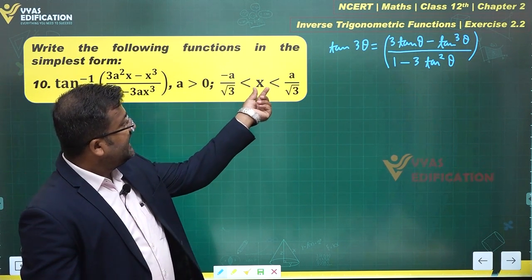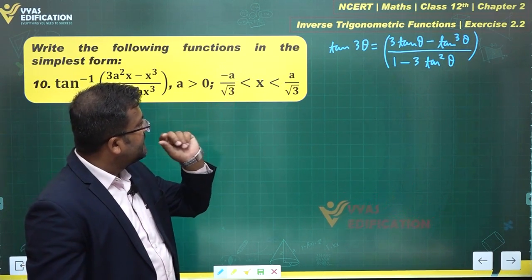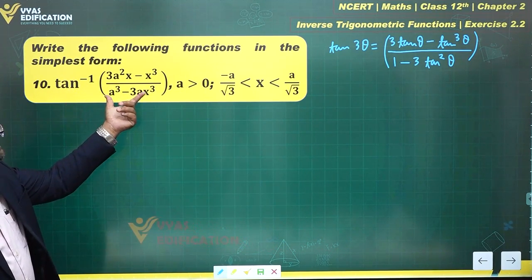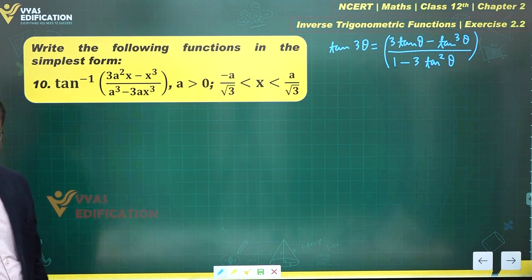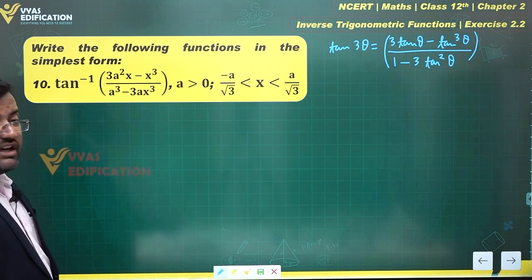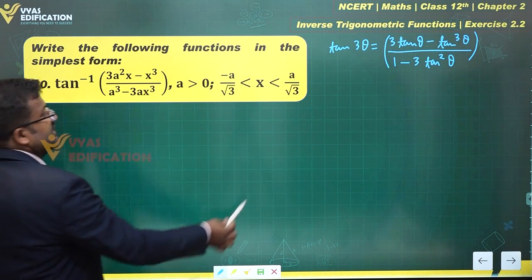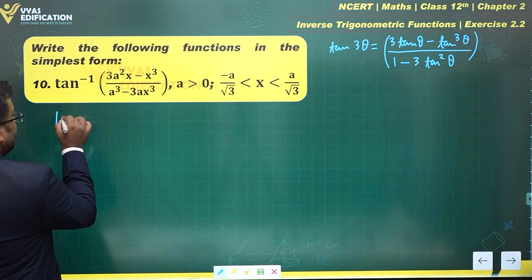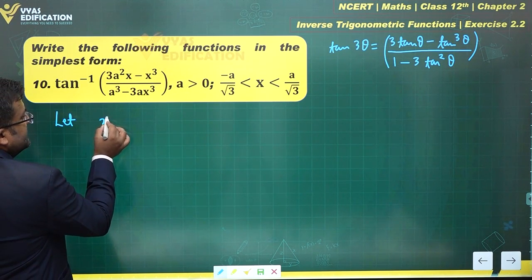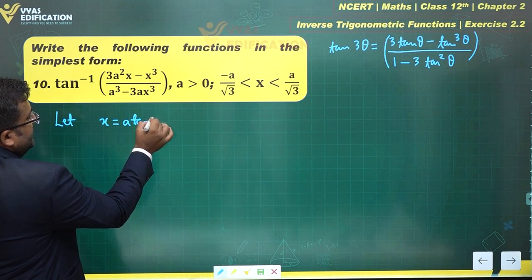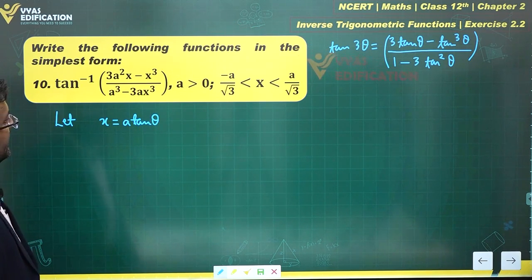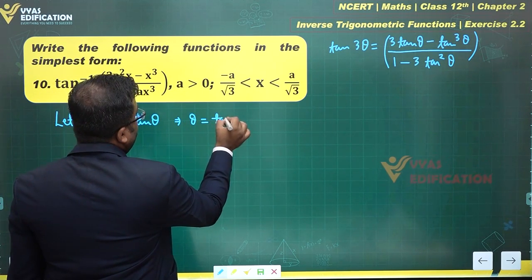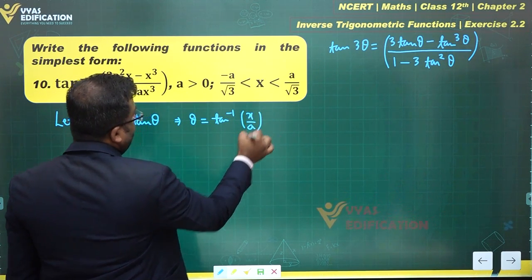You can observe carefully that x is less than this, greater than this. X lies in some particular interval, yes. A is greater than 0 and you have to convert this in terms of tan inverse. So we'll require that. What kind of a substitution are we looking at? We are looking at a substitution where x upon a is tan theta, or let x equals a tan theta, which implies theta is equal to tan inverse x over a.